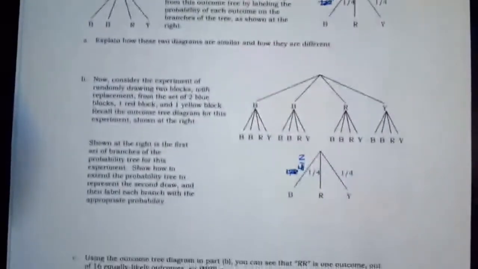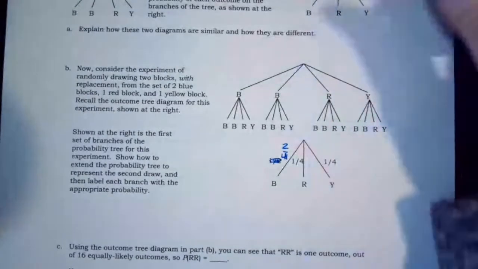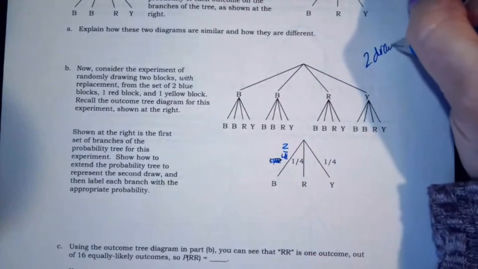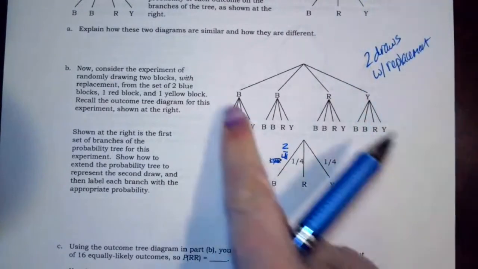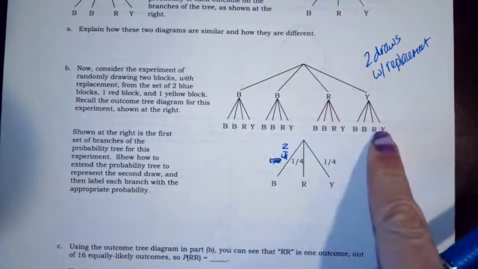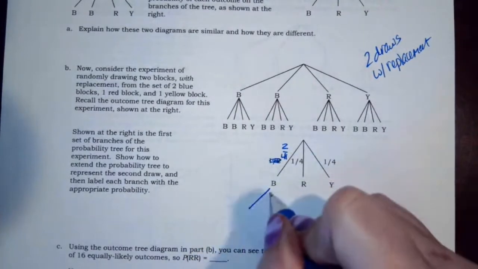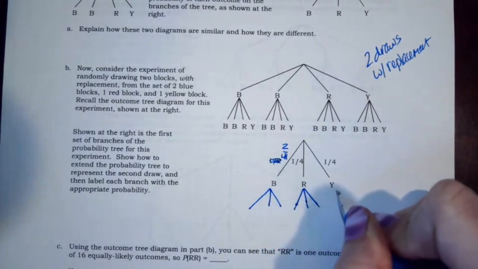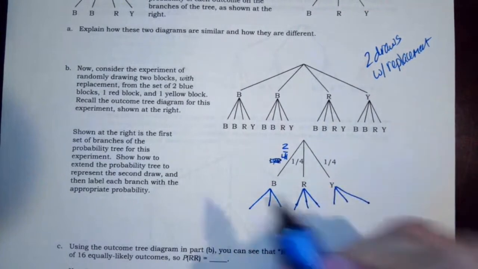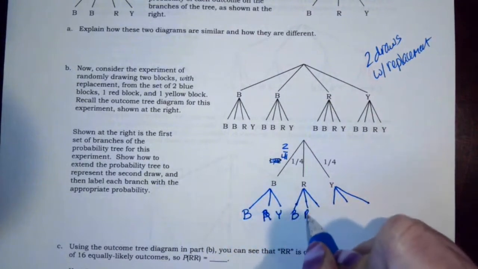This is the first experiment that we worked with on the other page, where we were doing the 2 draws with replacement. So the first draw had 4 blocks and the second draw had 4 blocks. We're going to illustrate the second draw using a probability tree diagram, also with 4 blocks, because we're allowing replacement. So we're still going to have blue, blue, red, yellow.